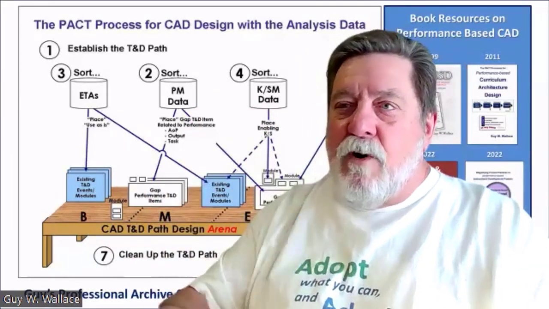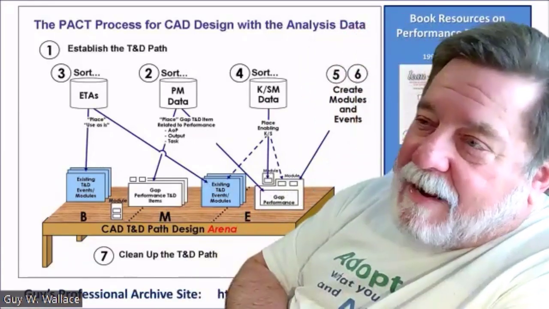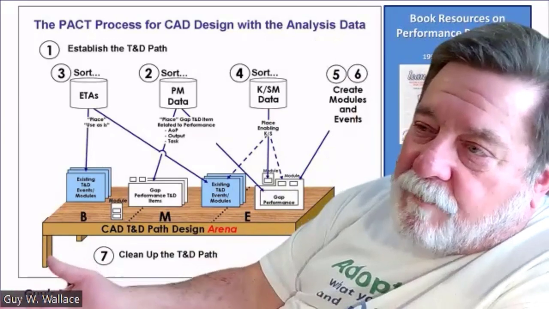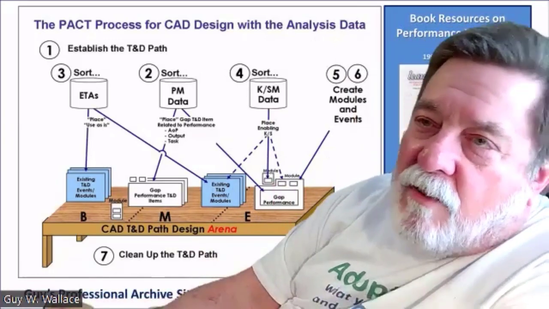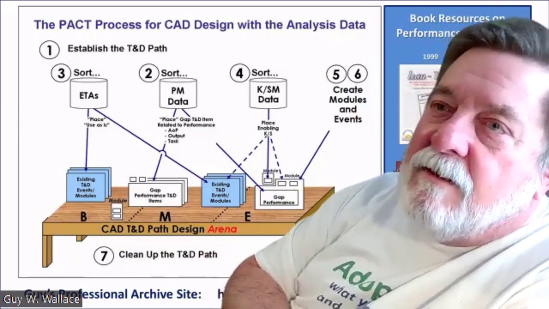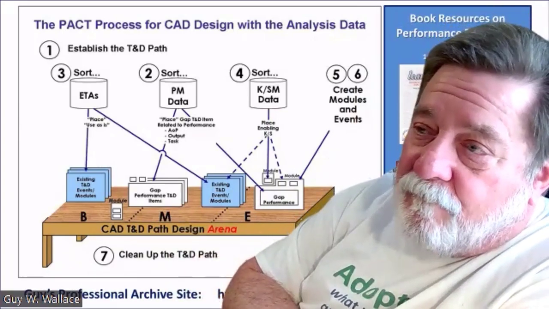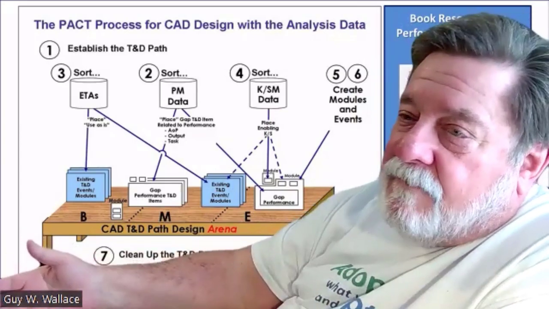We're just roughly sorting the data so that we can, one, establish that path, anchor it to performance, get the existing training in there, and then sort all the rest of the knowledge and skills that aren't already being covered by existing training. So that's the sorting and sequencing.